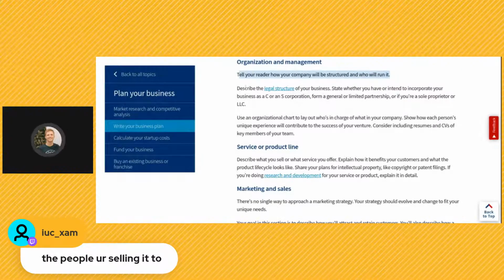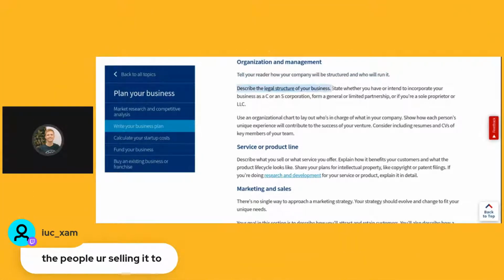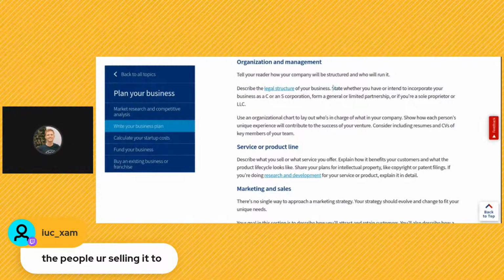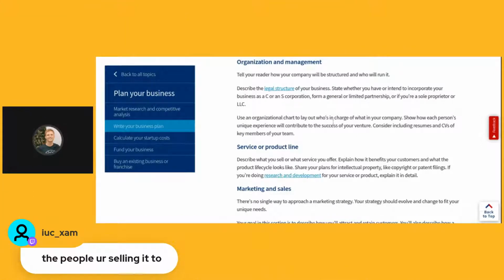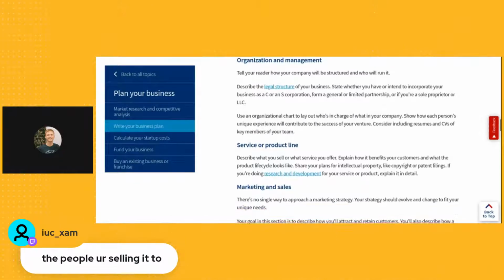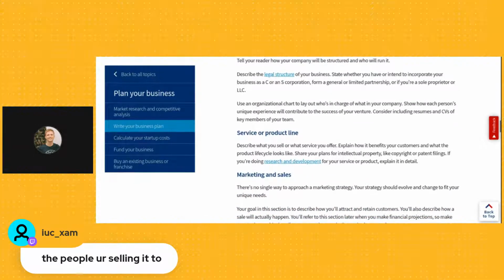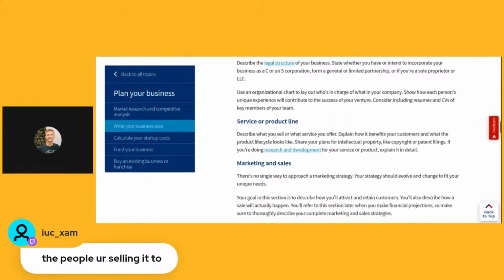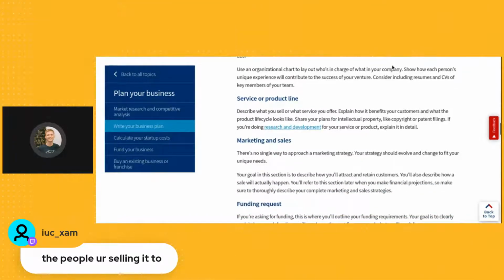And while this advice to describe the legal structure of your business is useful, the specific advice here is given by the Small Business Administration, so it's not going to be applicable to you if you're not in the United States. So I would ignore adding a legal structure to your business plan for now, and you'll see that when we go over the example in the second half of this stream. Another way you can augment this section is to include a resume or a CV for the key members of your team.